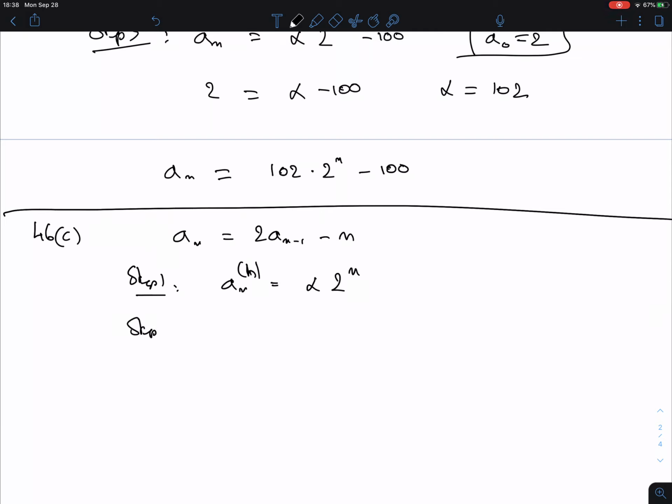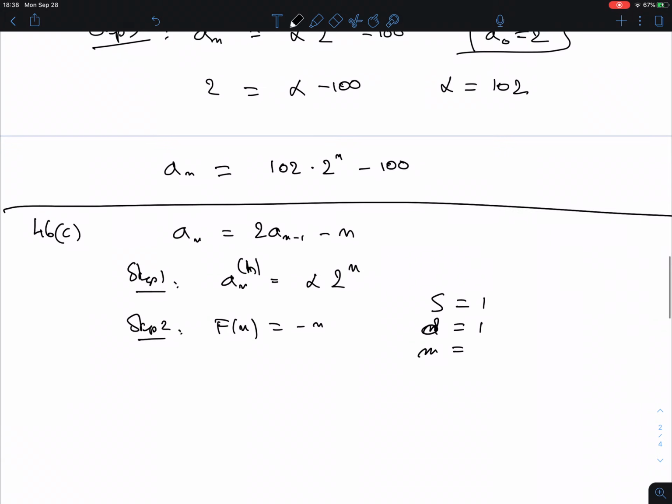So step 2. Now we look at Fn. What can we tell about this? S, D, and M. I don't know why I always put it in this order, because it seems not really the most logical one. S is 1, right? Because Fn is minus n. Be careful, it's minus n, right? So S is still 1. D is now 1. That's the difference. And M is still 0, because we know that the characteristic equation only has one root, namely 2.